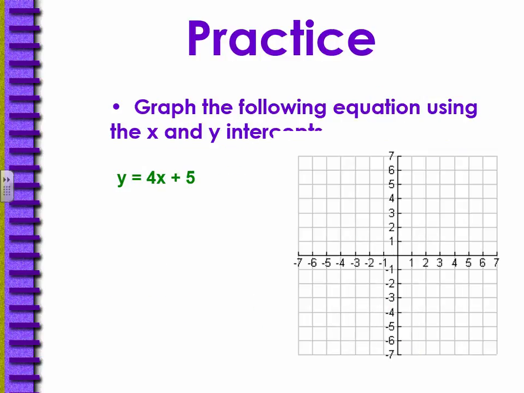All right, here's another one for you to practice. So find your x and y intercepts and then graph y equals 4x plus 5 using your intercepts. So pause the video, and when you're ready to check, hit play.